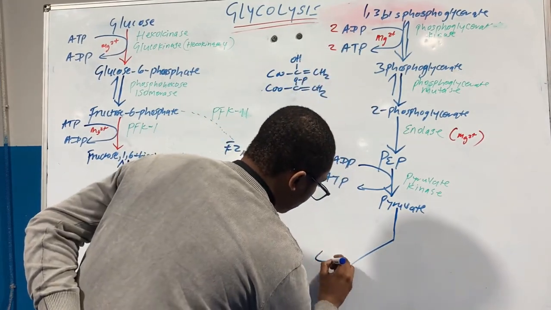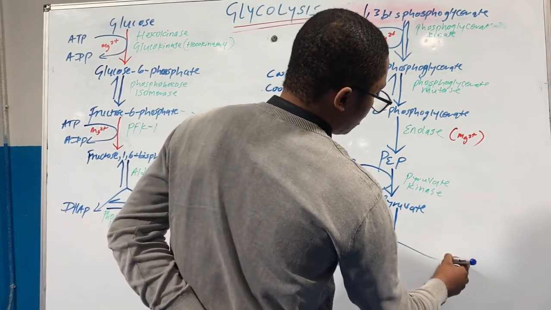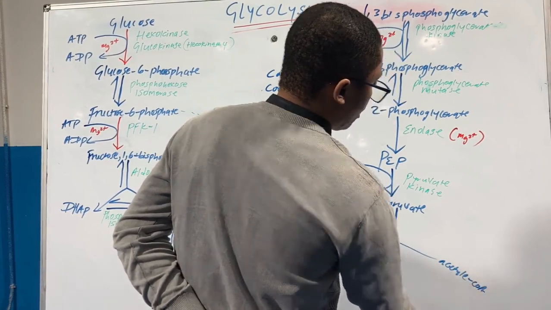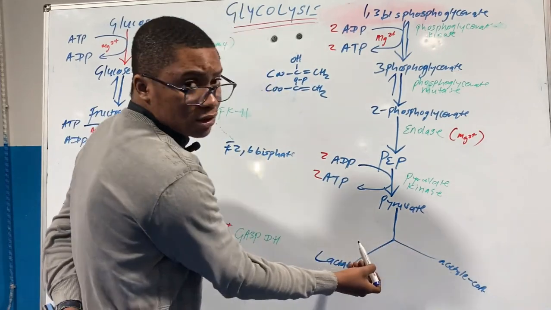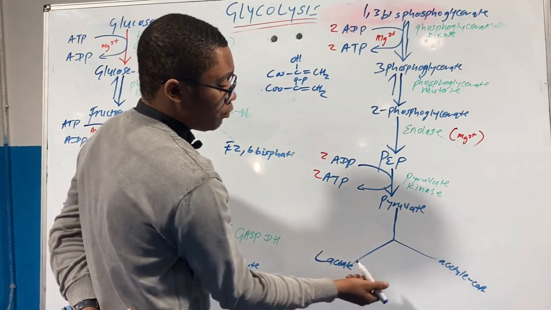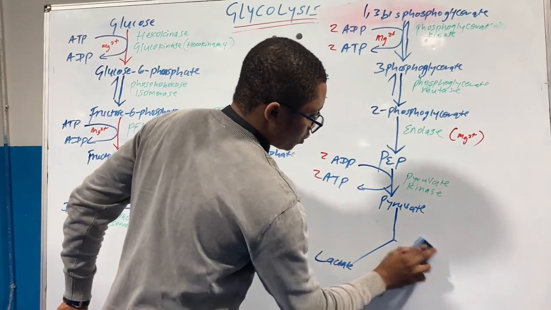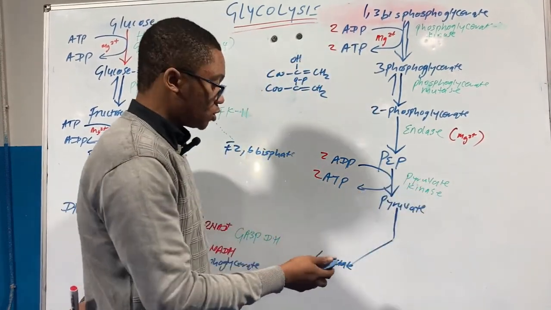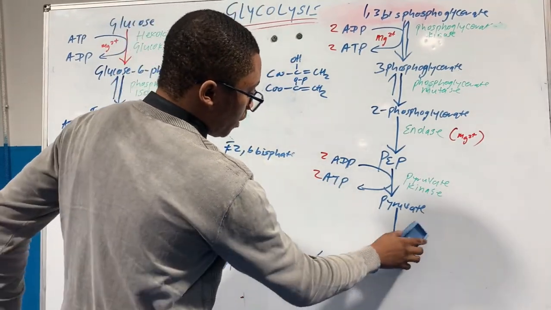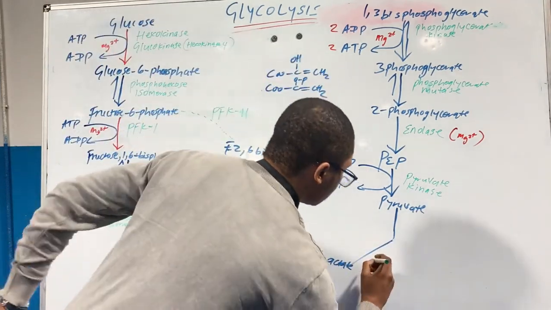First of all, pyruvate can be converted to lactate, or it can be converted to acetyl CoA. When oxygen is not in much abundance, it is converted to lactate, and when oxygen is abundant, it's converted to acetyl CoA. But we're not going to talk about this. We are more focused on the anaerobic phase of glycolysis. So pyruvate is converted to lactate by an enzyme called lactate dehydrogenase.